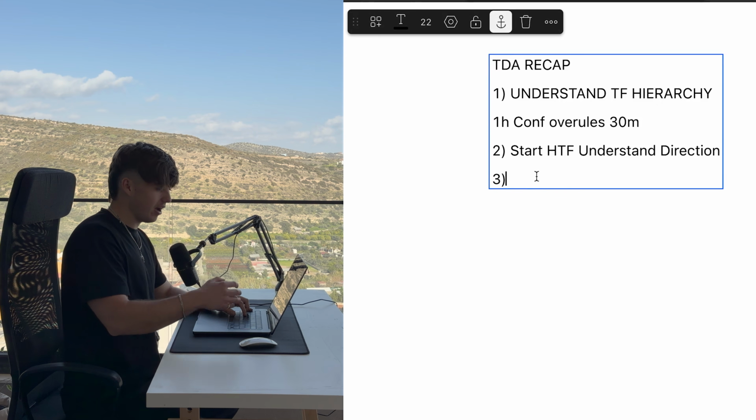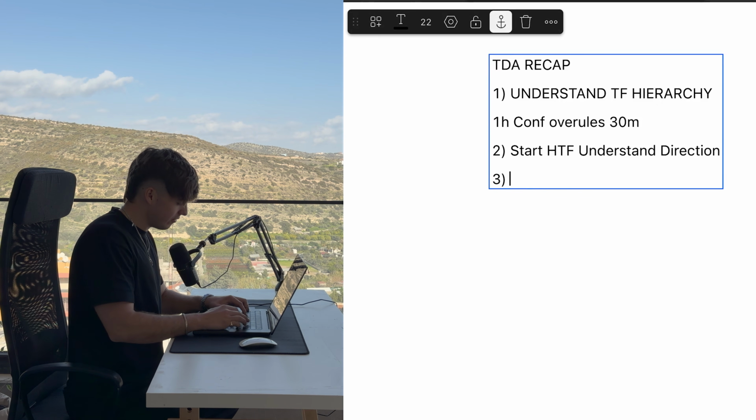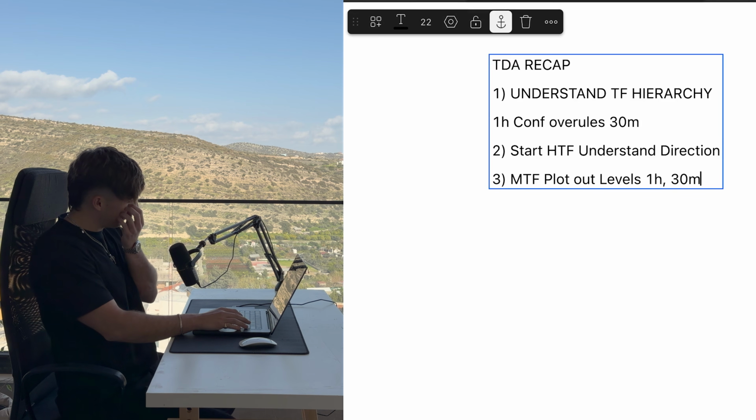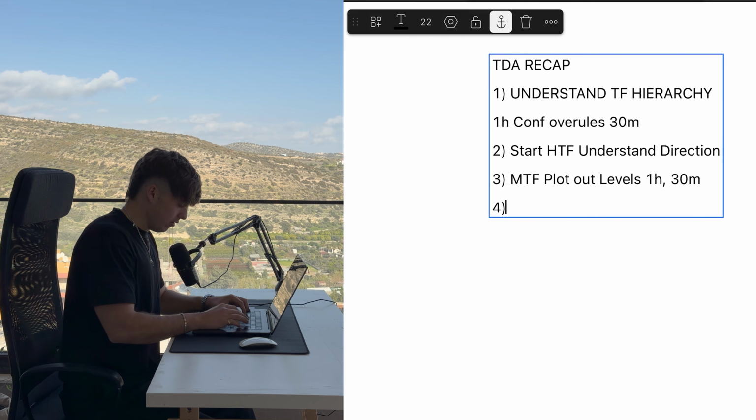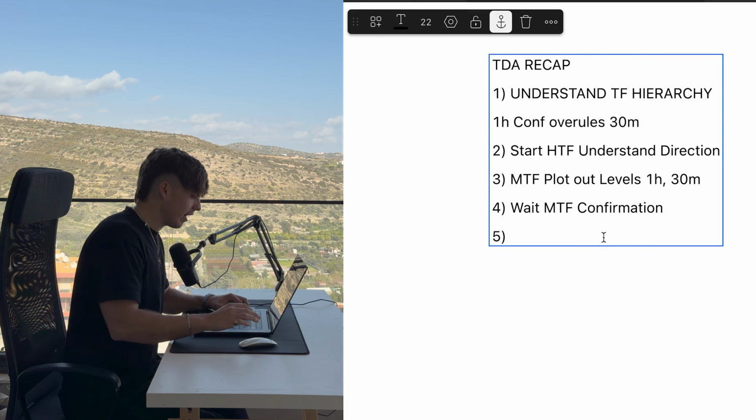Now, after we've got the higher time frame direction, step number 3 is very simple. We need to drop down to the mid time frames and actually plot out our levels. So this is going to be on the 1 hour, 30-minute, etc. Once we've got that and we understand where we are looking for our confirmation, so our trades, all you have to do is wait for a mid-time frame confirmation. And then once you've done that, you wait for that confirmation.